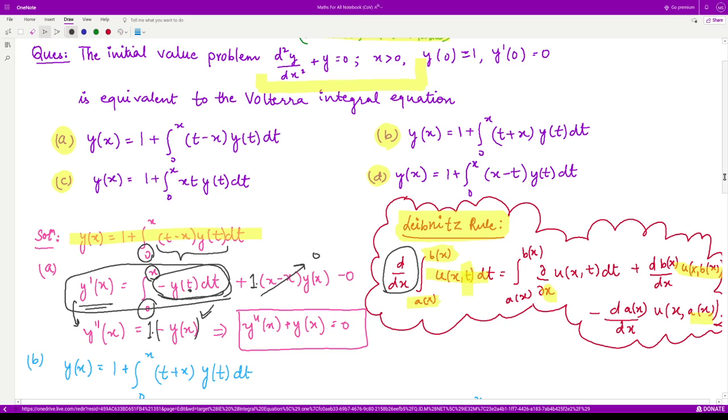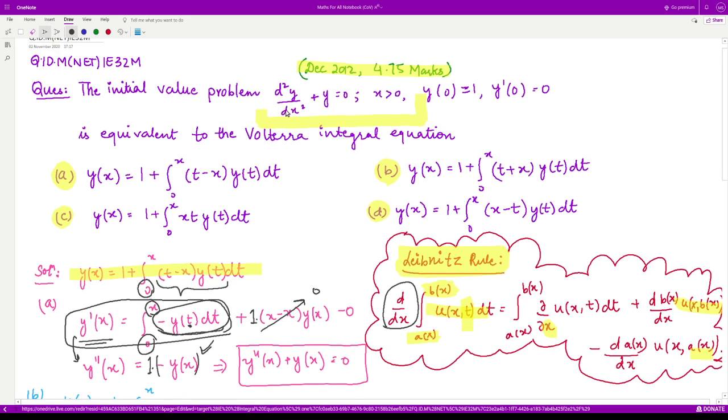We can see that this is similar to the given equation, in fact exactly equal. And we can also check the limits. y at 0 is equal to 1. So if we substitute 0 in this equation, this becomes y of 0.